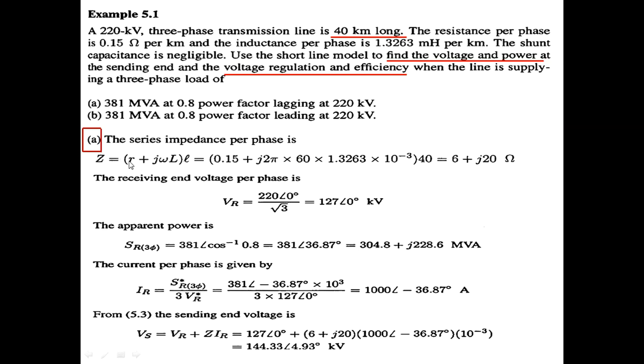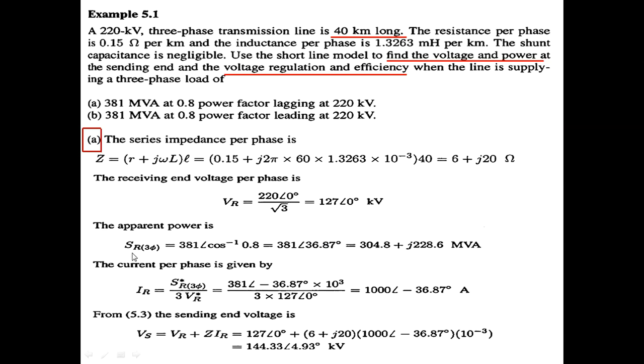So for the first case, we have the series impedance of the line. We multiply the impedance per kilometer times the length of the line. So we have here 0.15 plus j times 2 pi times 60 times the inductance, which is the reactance, times 40 kilometers, and it will give us 6 plus j20, the total impedance of the line. The receiving end voltage per phase is 220 divided by square root of 3. We consider it here as a reference with shift angle 0.